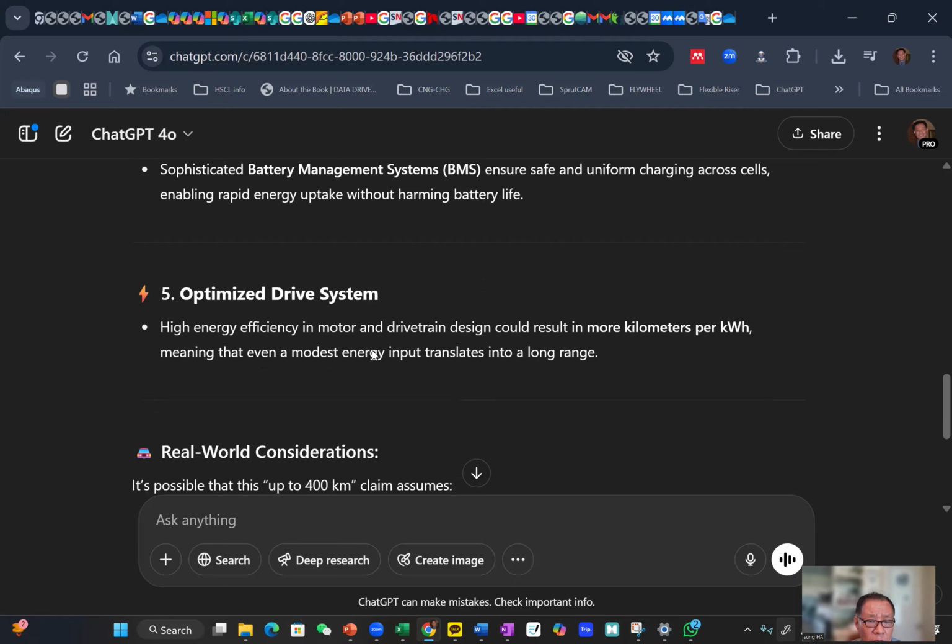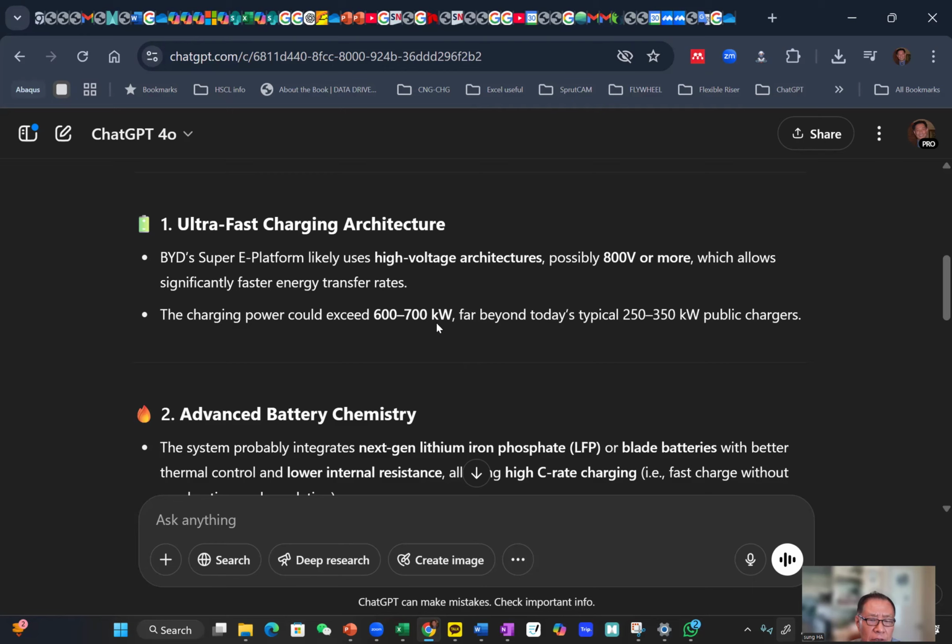Real world considerations. Okay, number 4 and number 5 are important, but not the major ones. And 3 is important, but not the major one. Number 1, the ultra fast charging architecture, is not the vehicle, it is the charging station. So we need a super high power charging system. One of these ultra fast charging systems is the flywheel system. A flywheel can release very high power energy, more than any other charging system.